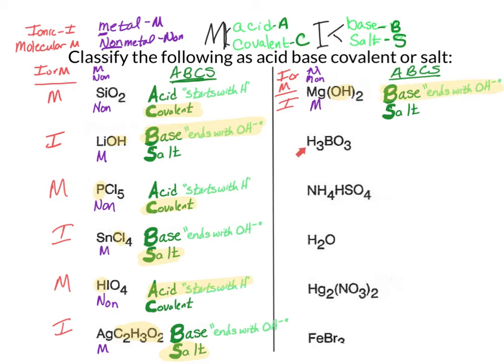Next one, hydrogen borate. Hydrogen is a non-metal. This is a molecular compound. Molecular compounds can be either acids or covalent. Starts with H, so this is an acid.